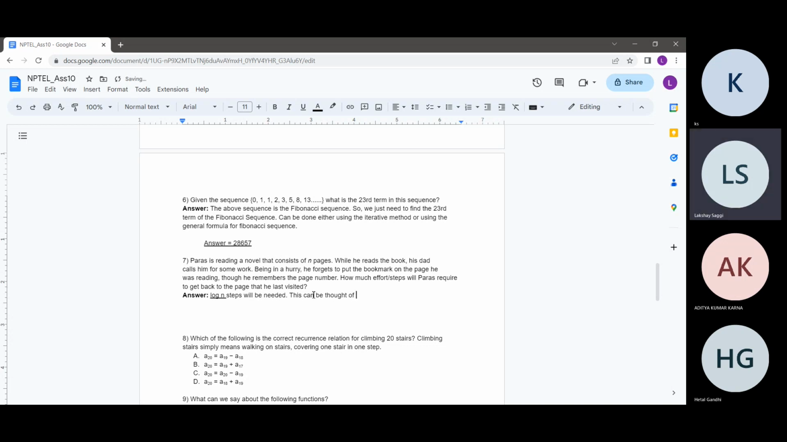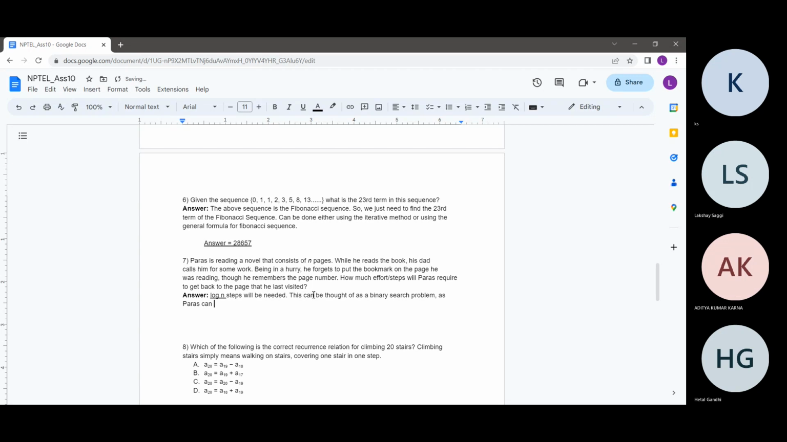This can be thought of as a binary search problem, as we can approximately open the middle page of the book. Always open the middle page of the book.